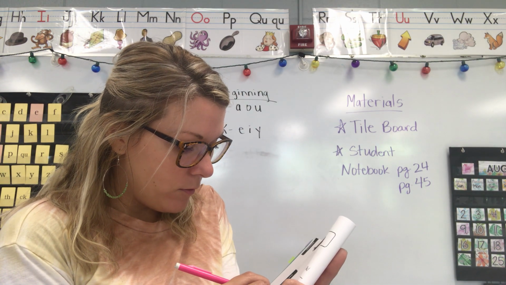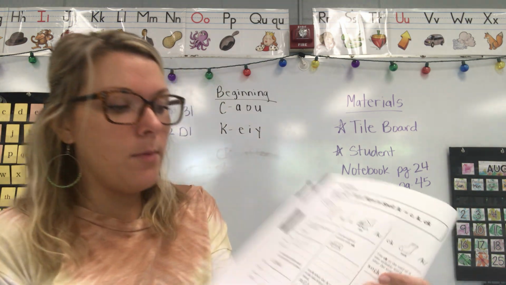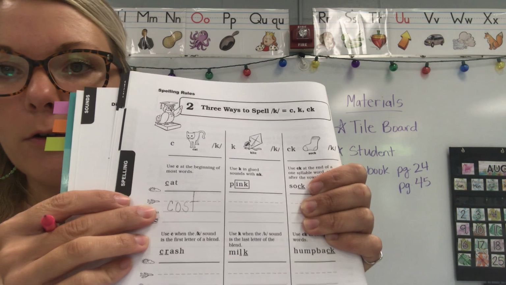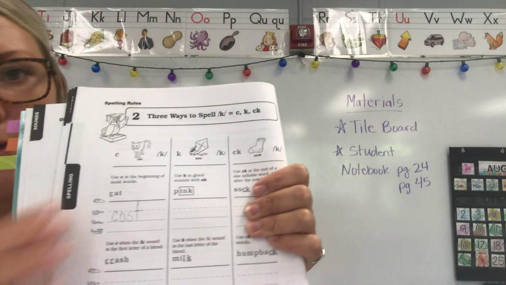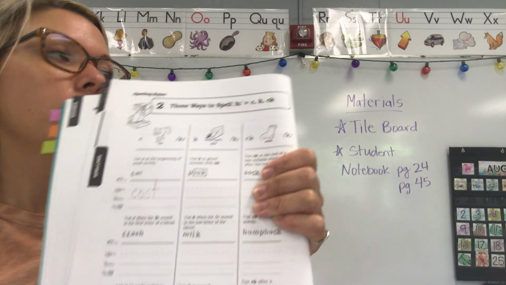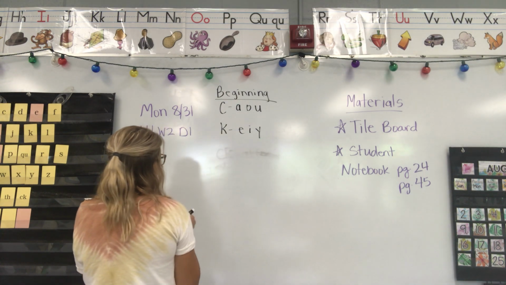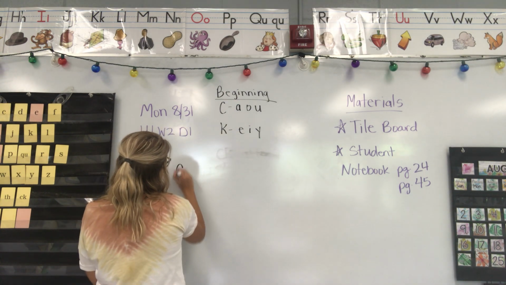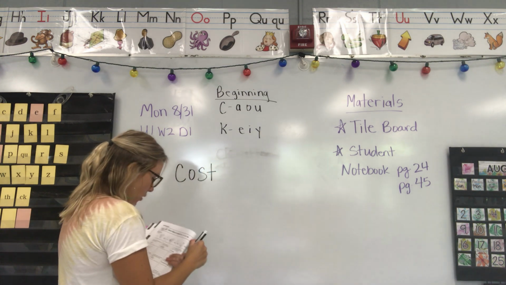I want you to use your writing lines and give me some amazing letters. You're going to write the word cost under cat, okay, because this shows C at the beginning of a word, okay? So underneath cat, and I'll write it up here. I want you to write cost.